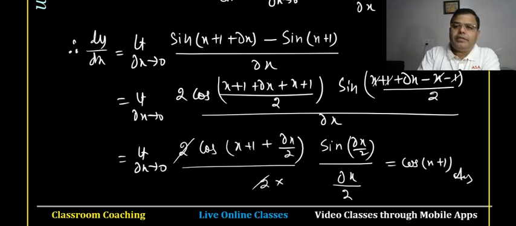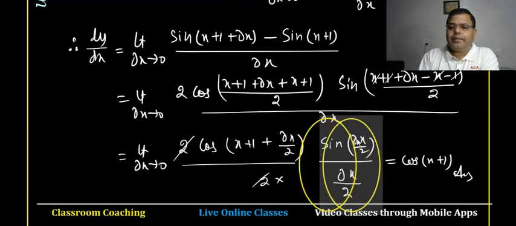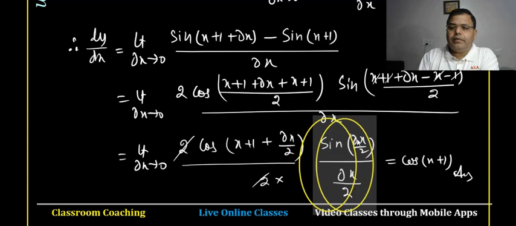You have this one will be 1, so this one will be 1. Okay, that will be 1.